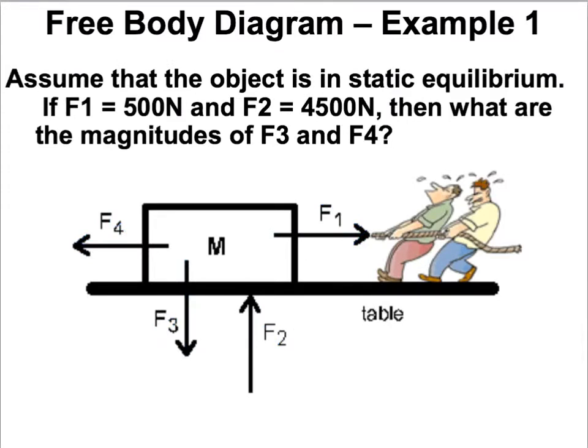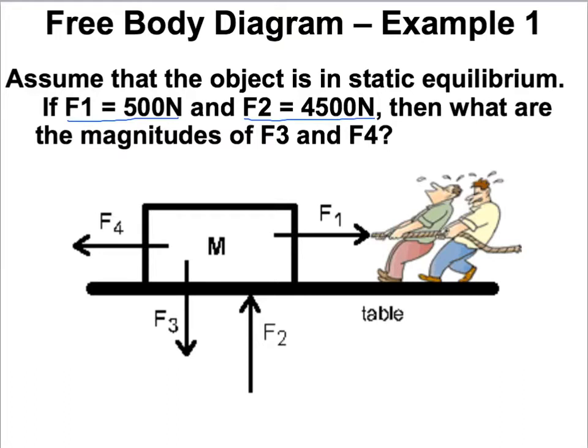So now I want to put some numbers to those forces. So here's another continuation on that example. It says, assume that the object is in static equilibrium. Hopefully something pops into your head when you read static equilibrium, and that means that the object is at rest. If F1 is 500 newtons and F2 is 4,500 newtons, then what are the magnitudes of F3 and F4? Now you have all the information that you need to answer this question, but it's being asked in a different way. And I don't want you to be intimidated by the language of this question.